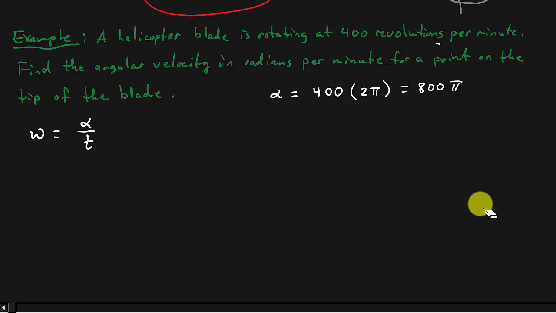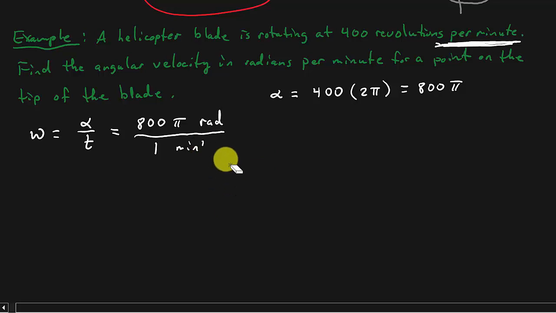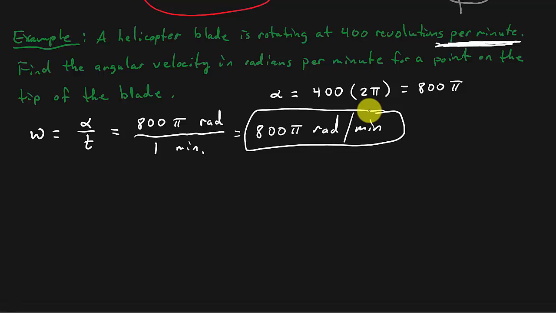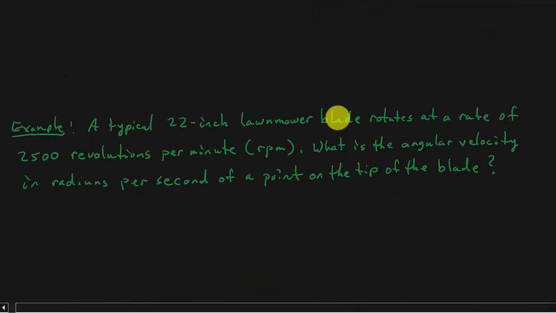Now we can plug that in. That's 800 pi, and that is in radians. Now, in what time does it do that? It goes 800 pi radians in 1 minute, so that's per 1 minute. We add our units: this is radians and this is minutes. Our answer would be 800 pi radians per minute, and that is your angular velocity. That's all you've got to do. Just write the formula down and fill everything out. All right, let's look at the next example.